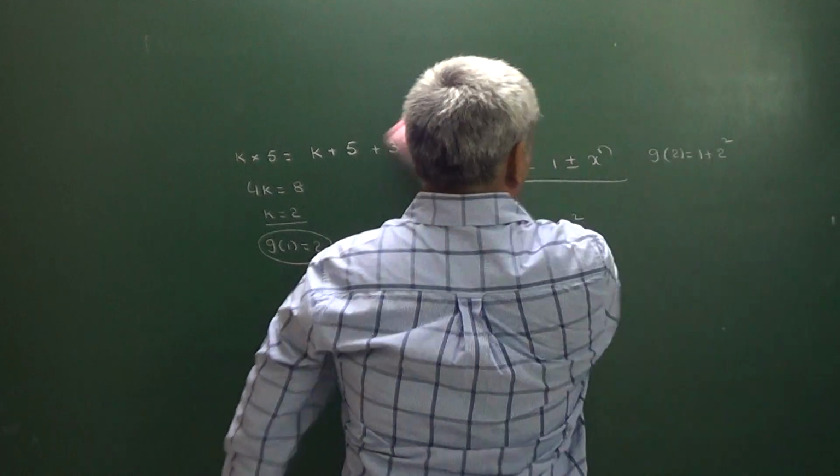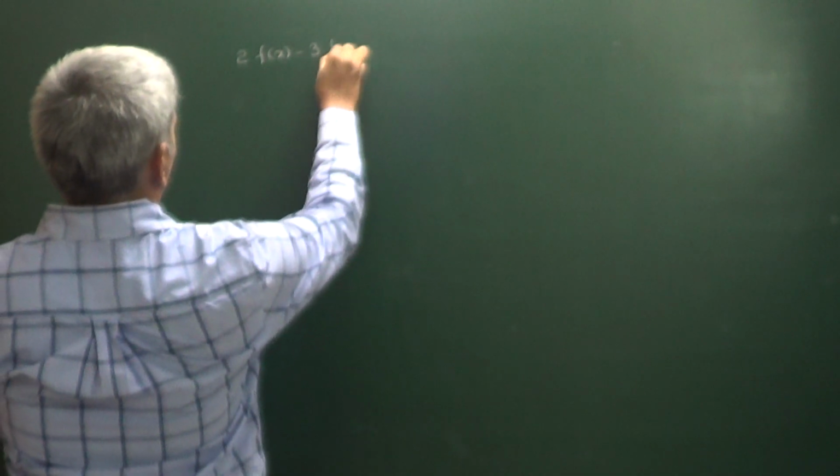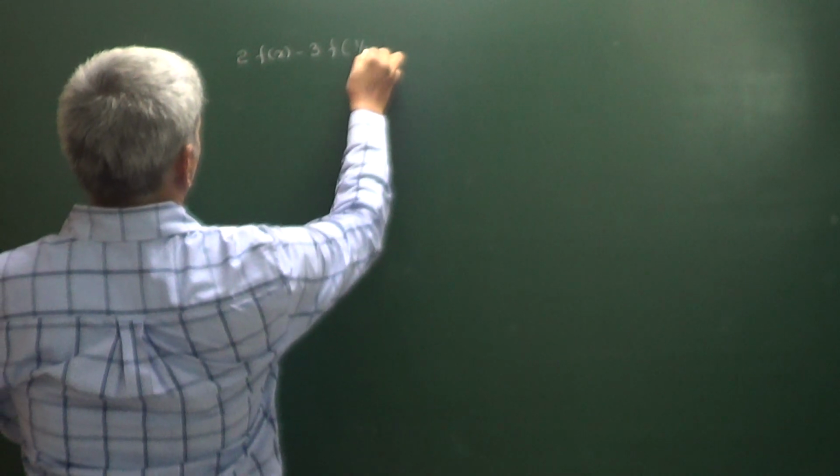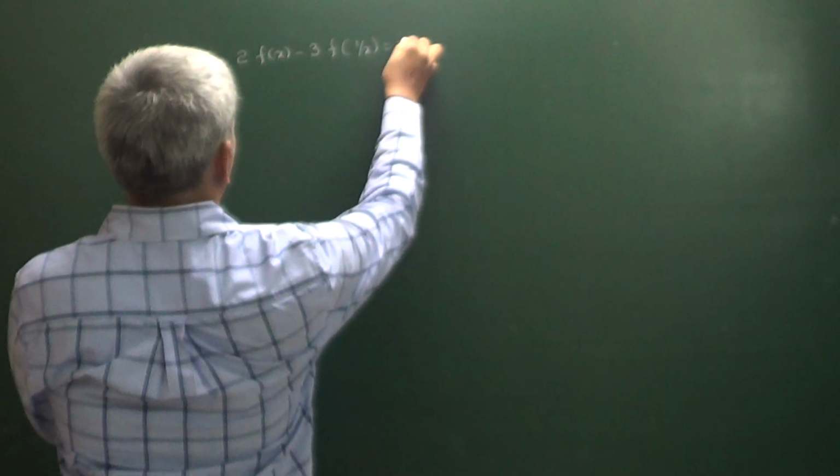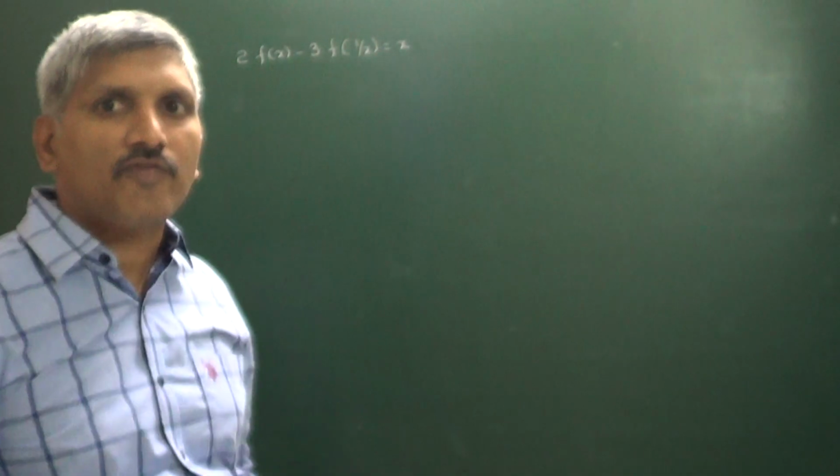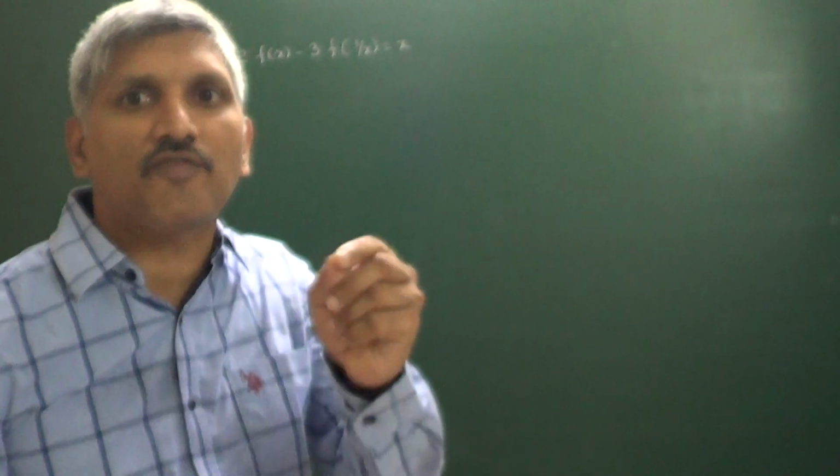So that is about the applications related to functional equations. Another question is given like this. This is a very simple idea. 2 into f of x minus 3 into f of 1 by x is equal to x. Then he is asking to find the function. That means we have to find f of x.